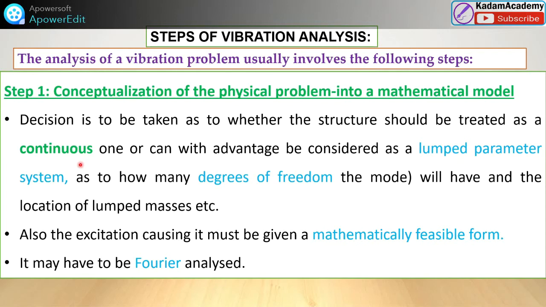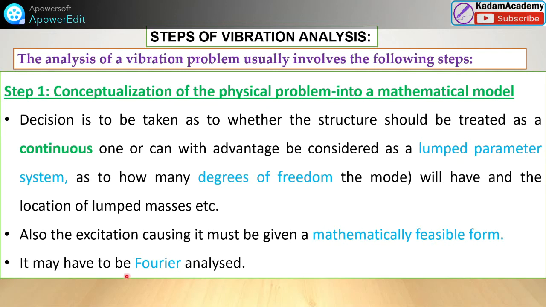And with the advantage of considering the lump parameter system, means what? All the features of that system are to be considered. With the degrees of freedom we have to finalize, and we will have the location of the lump masses. Also the excitation causing it must be given. What are the excitations? What are the responses? How is the response due to this excitation? And that mathematically feasible form, we have to just decide it.